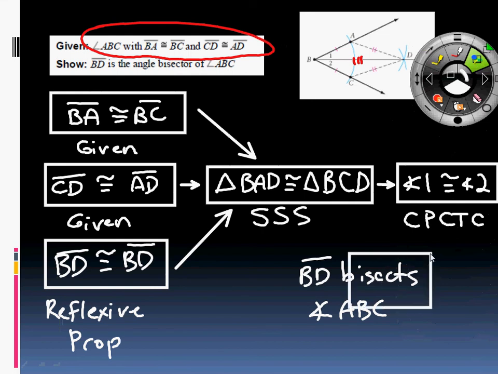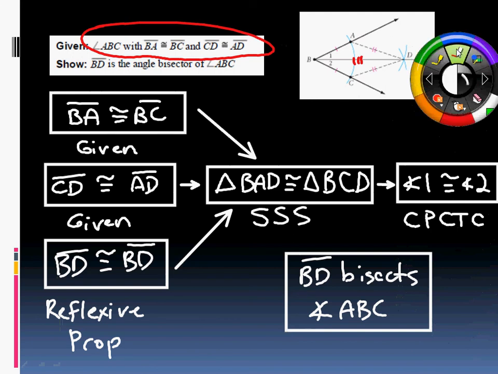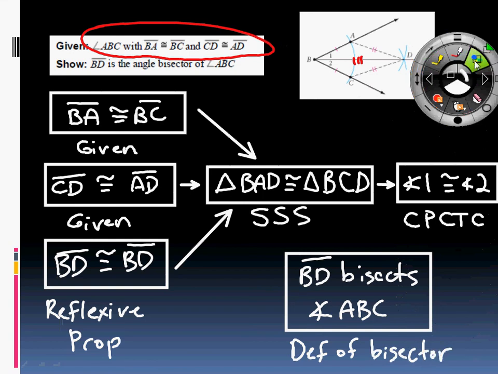Put a box around that. Flowchart proof, I have to write underneath why that's true. This is what the definition of a bisector is. A bisector is something that splits something into two even pieces. And that's exactly what has happened here. And I just put one last arrow here that comes down there.